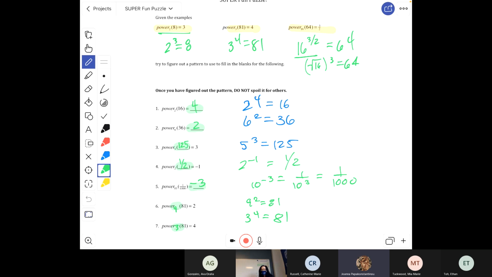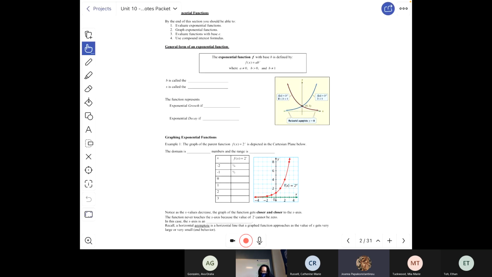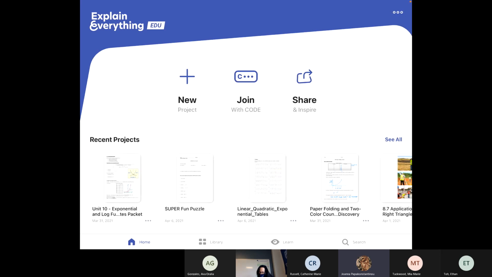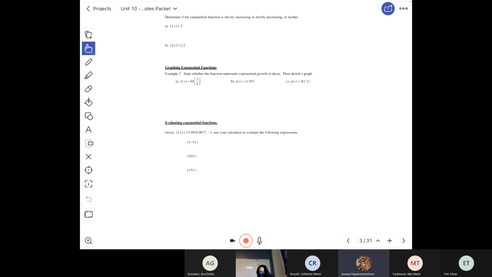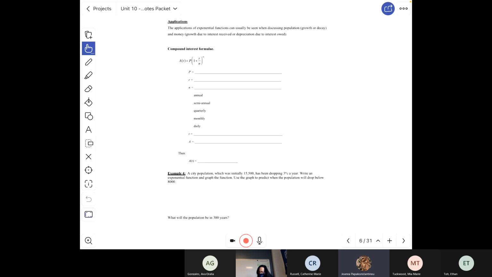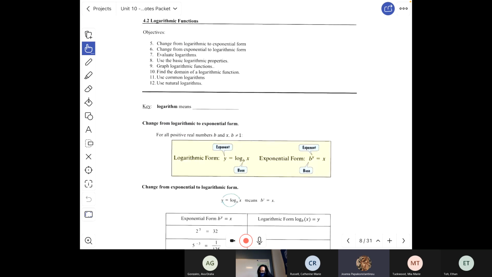Now, this little example set here is leading us into the next type of functions. So let's go ahead and talk about this next type of function. The next family of functions that we are working with are logarithmic functions. So what is a logarithm?